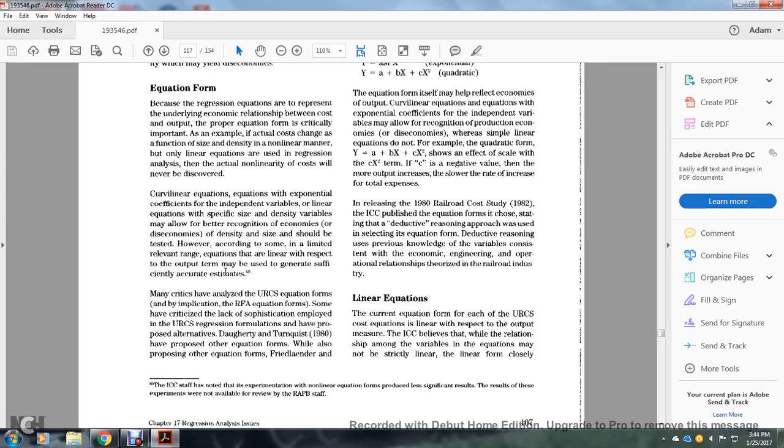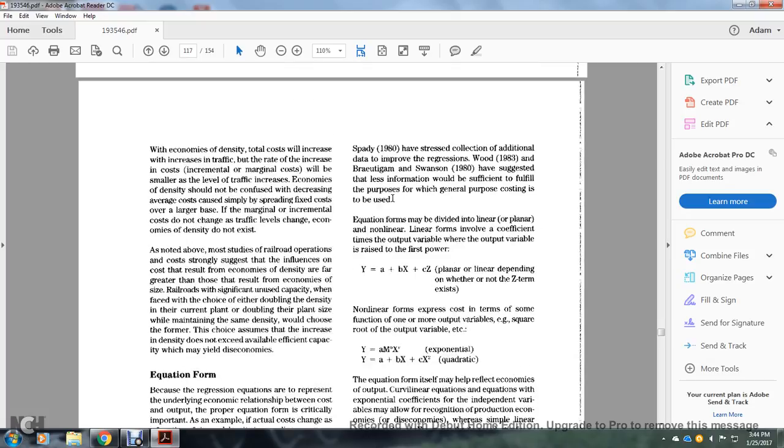Many critics have addressed the equation form of the uniform railroad costing system, the Railroad Form A equation form. Some have criticized the lack of specification employed in the unified railway cost system, and alternative regression formulations have been proposed. Daughety and Turnquist have proposed other equations. Friedlaender and Spady have stressed the collection of additional data to improve the regression. Wood and Bitzan, and Swanson, in 1980 suggested that less information would be sufficient for the general purpose of costing.